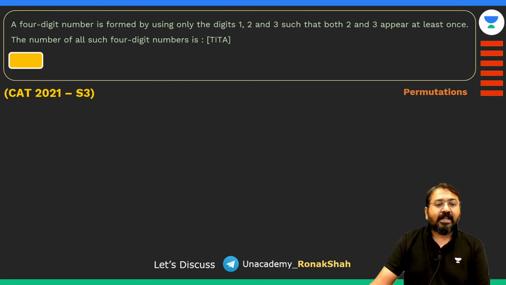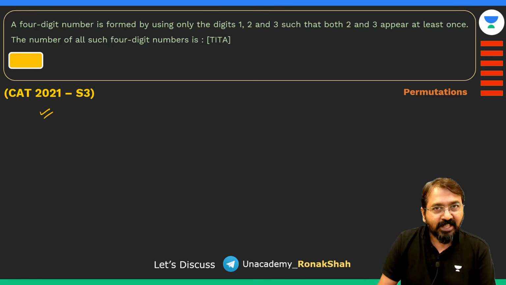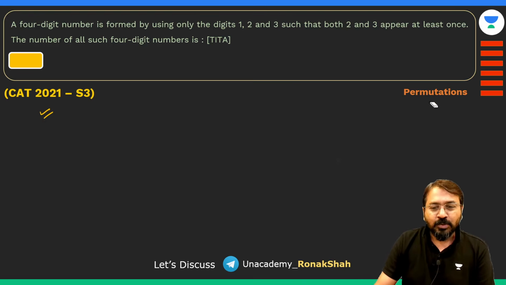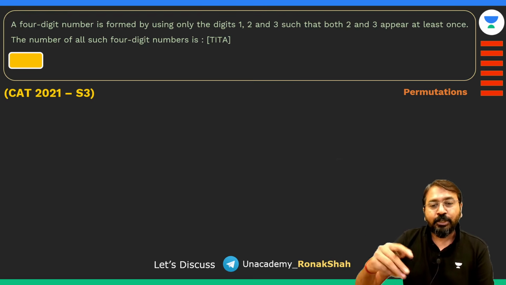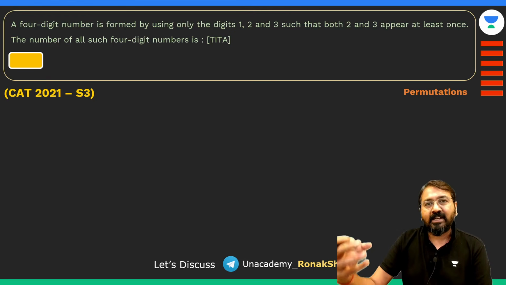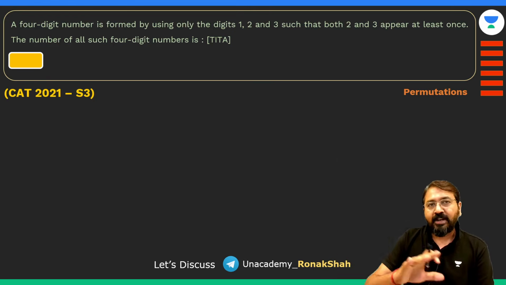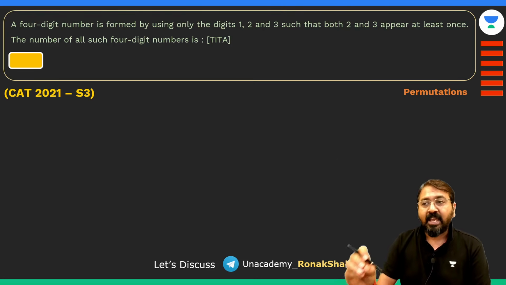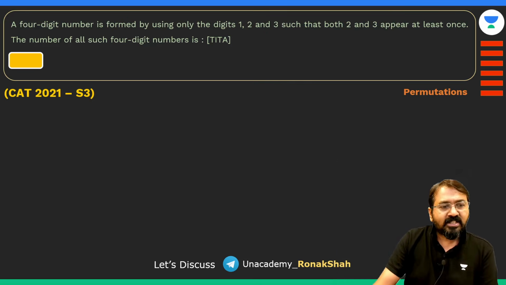Fine. So guys, let's straight away take up the first question from CAT 2021 slot 3. And this is simply based on permutation. Now this question is very simple, but we need to understand, can we solve it in less than 1 minute's time? Because if I try to do it in a conventional manner, it will take at least 2.5 minutes, and I may end up making some calculation mistake also. So let's understand what the question is.